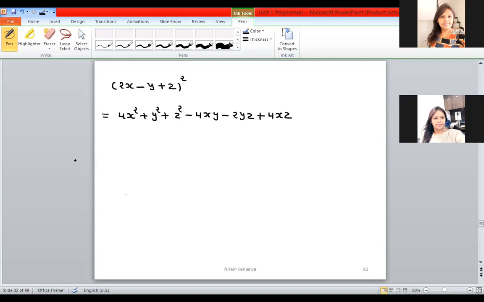So this is the answer. How many students got it? Please write down in the chat box. And don't forget, you remember all the identities. Okay, good. Good, good, very good. We will discuss more examples in the tutorial class. So let's move on to the next topic.